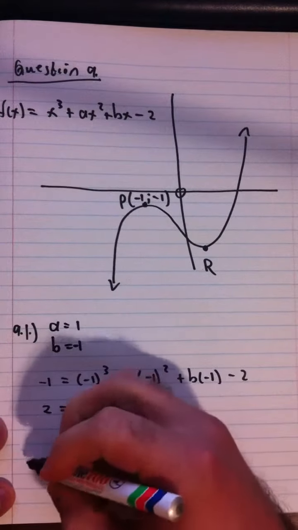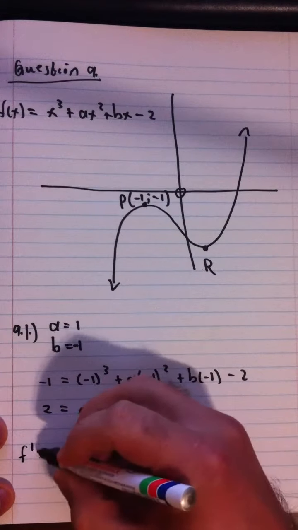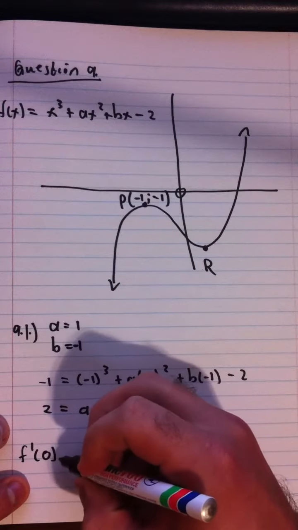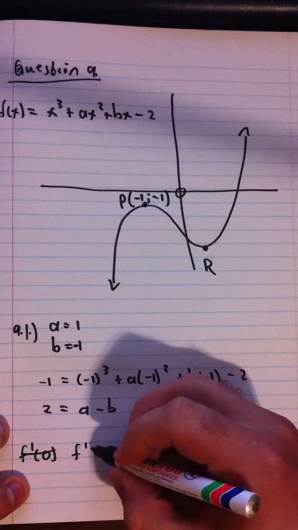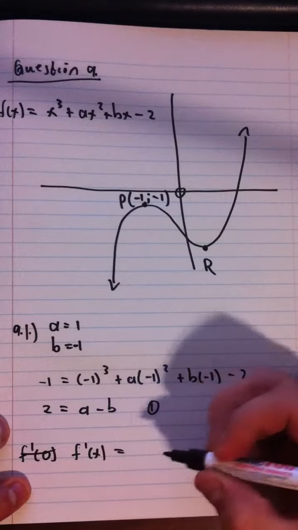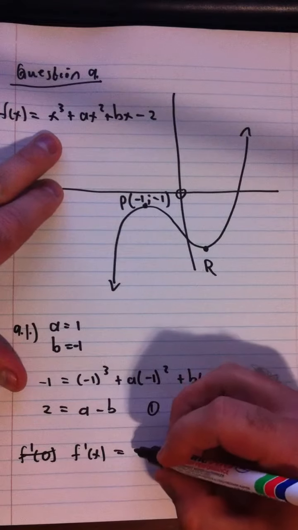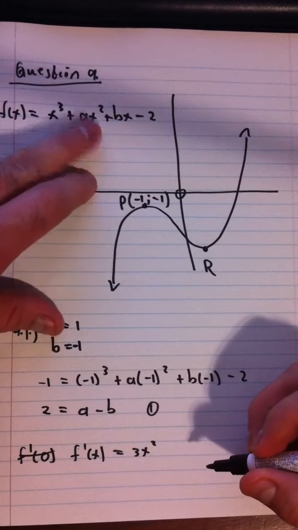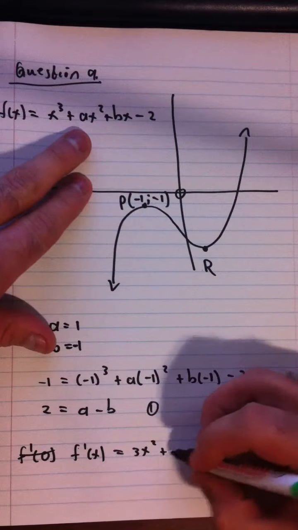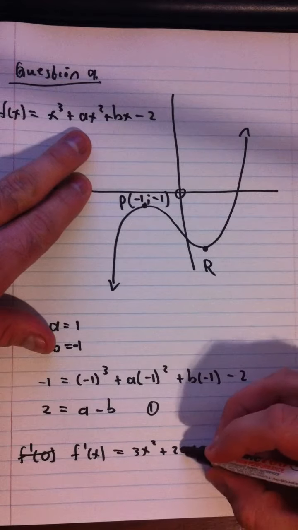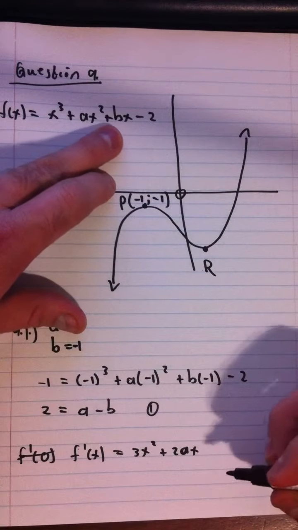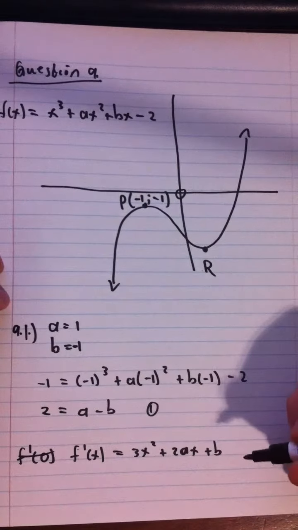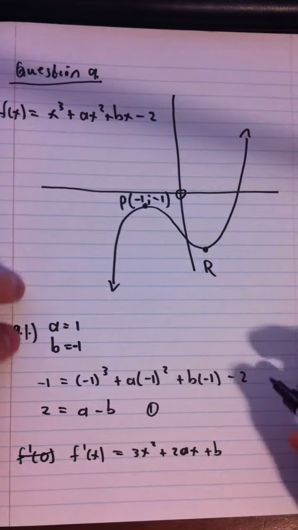So let's do that. We know that f prime of x equals, okay, let's differentiate this. x cubed becomes 3x squared, ax squared becomes 2ax, and bx becomes b. Negative 2 falls away, it becomes 0. The gradient of any constant is 0.